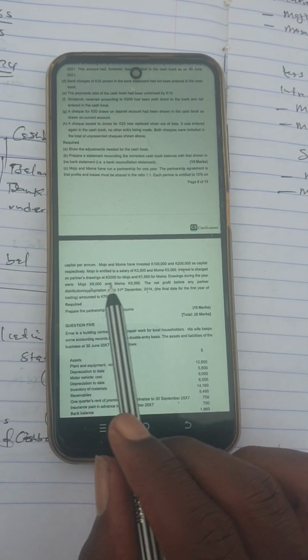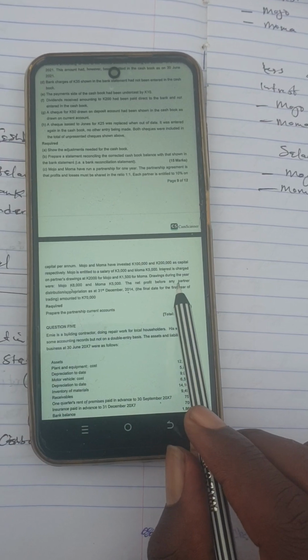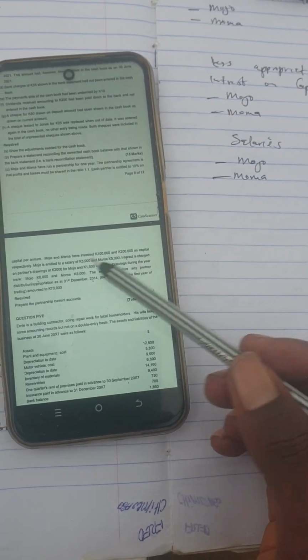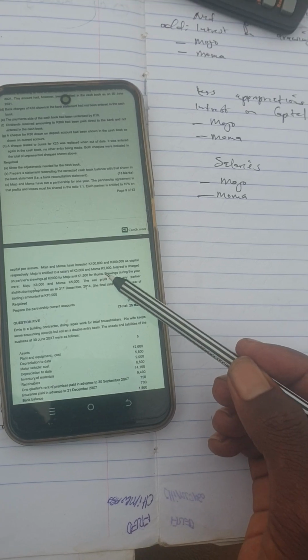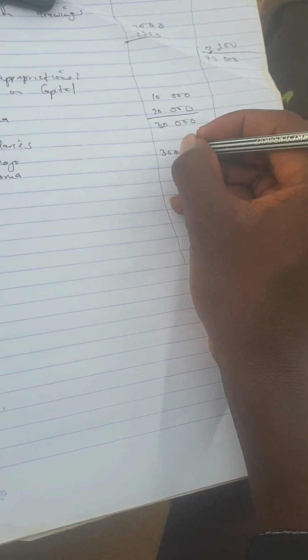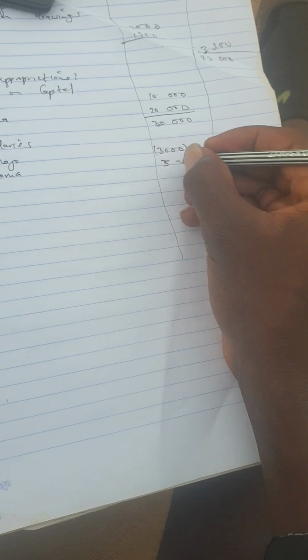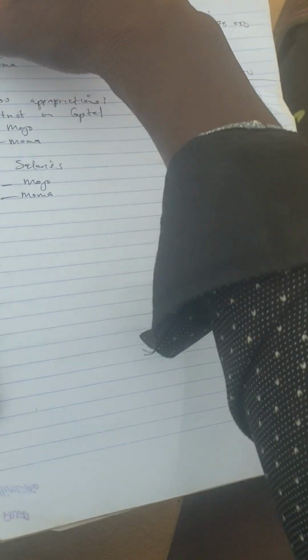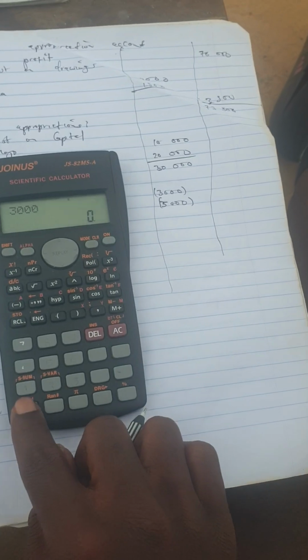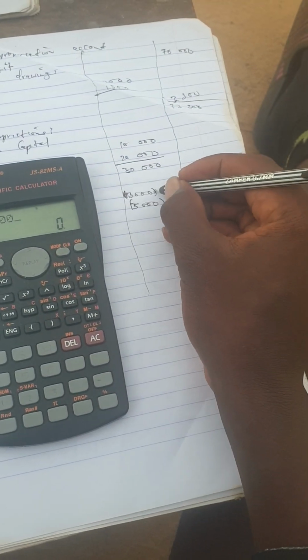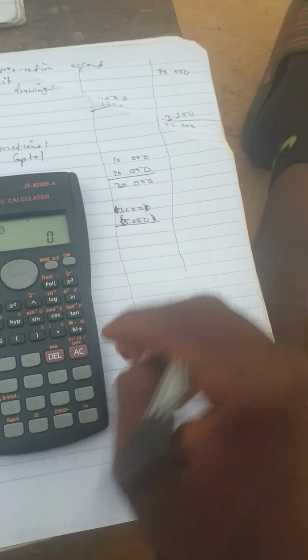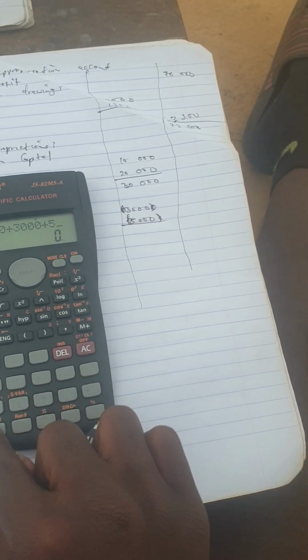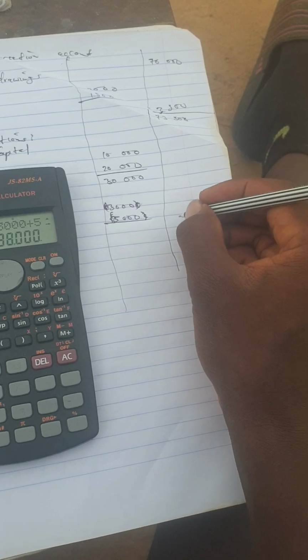Then salaries, we have Mojo and we have Moma. Mojo is entitled to a salary of 3,000 and Moma 5,000. So this one is 3,000, Moma 5,000. Since we are subtracting, that's why I'm putting them in brackets. So we have 30,000 on top there. Sorry, you can put them outside brackets because we need the total to be subtracted. So we have 30,000 plus 3,000 plus 5,000. This is 38,000.